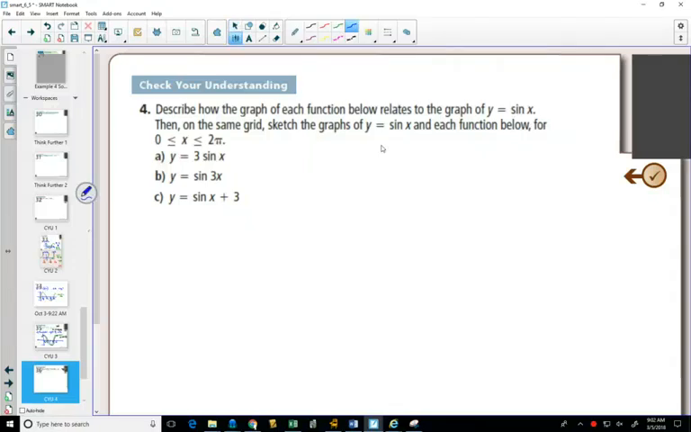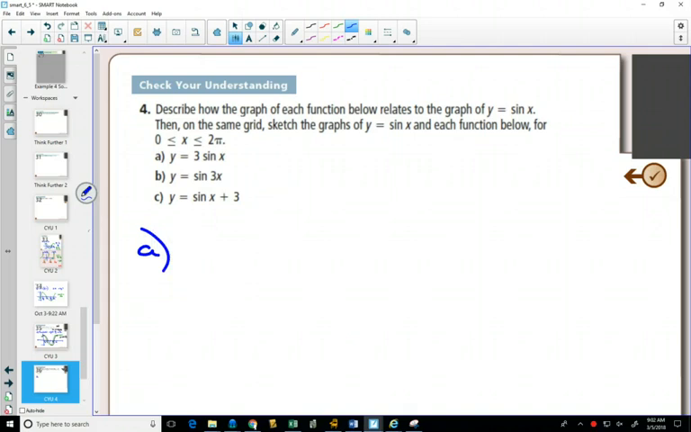Example 4 re-looks at some of the stuff we did in example 1 and 2, where you have vertical stretches, horizontal stretches, but we're also going to look in part C at what happens when you translate something up or down. So A and B are review.